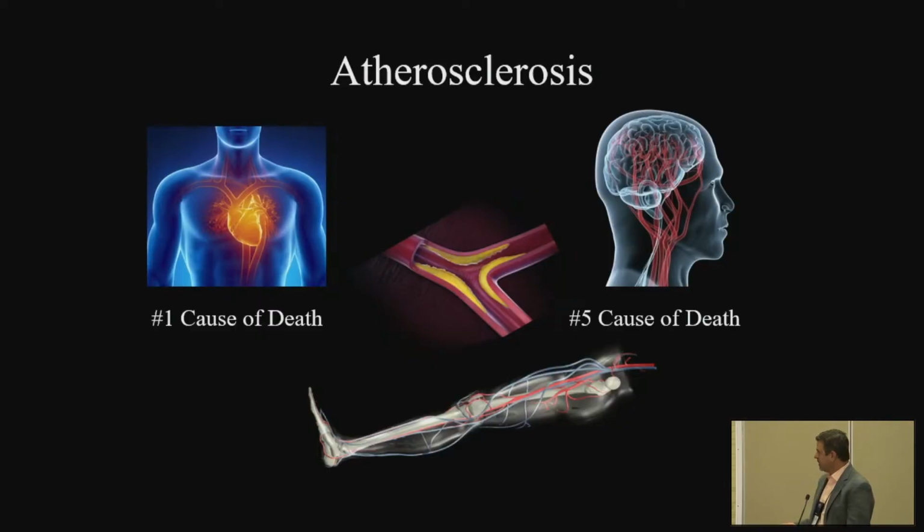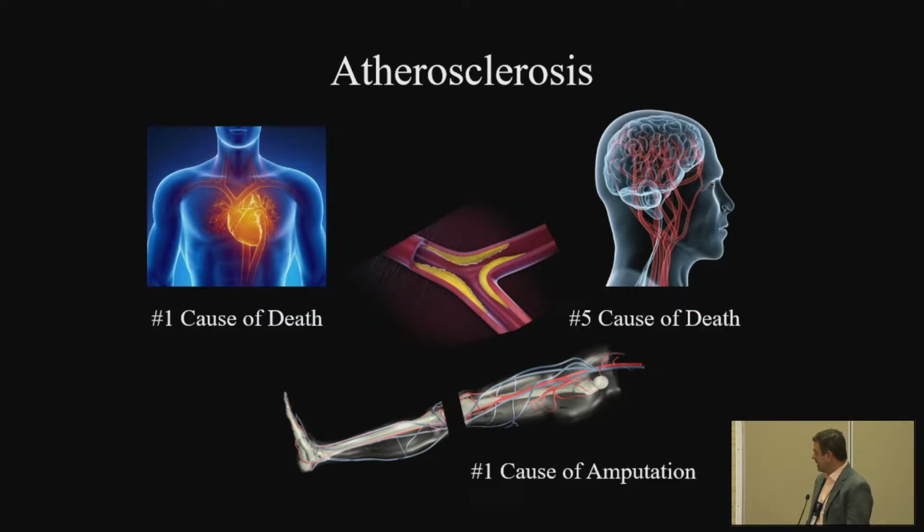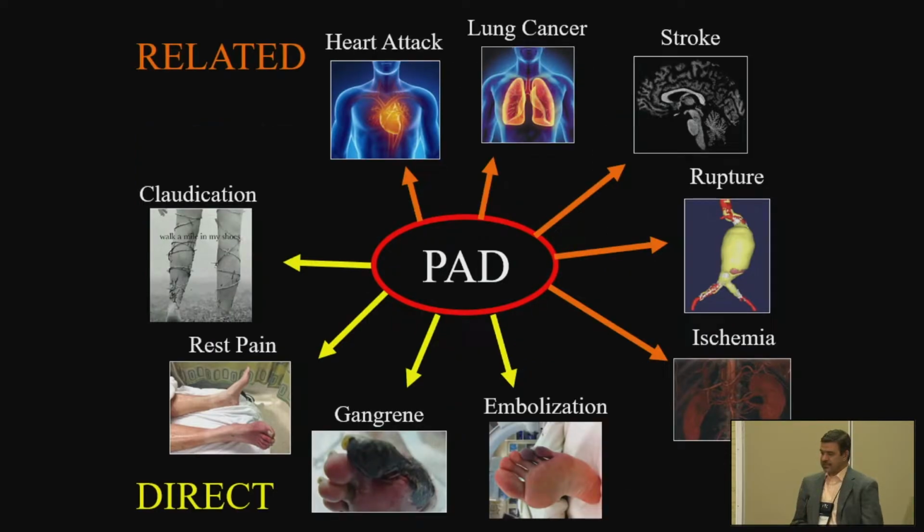And so all of this leads to problems with heart disease as the #1 cause of death, and stroke disease as number 5. Leg amputation is the #1 cause for losing a limb. And PAD has a lot of different faces, where it can affect the circulation in the legs, where there's claudication or rest pain, or gangrene or embolization. But it also can affect kidney function, and lead to development of aneurysms, stroke, and heart attacks. And there's a definite connection between lung cancer and PAD, with the smoking that seems to be rampant in both groups.